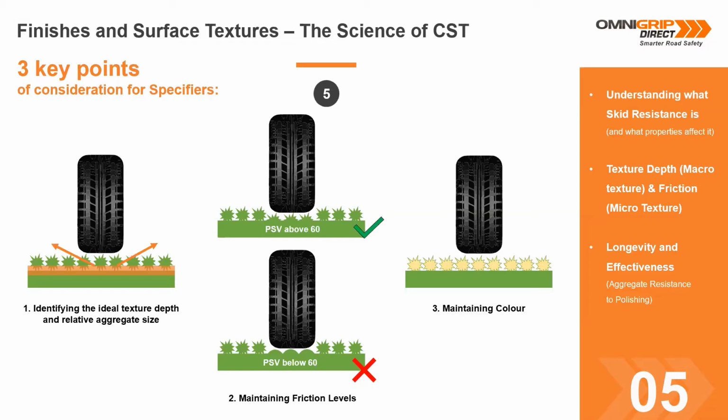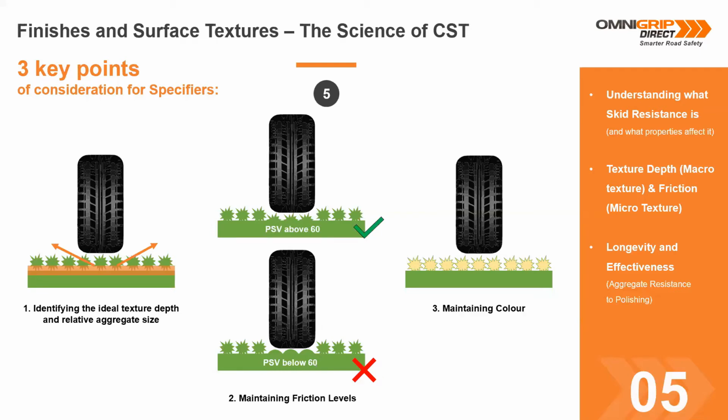So to explain this a little bit further, we need to first outline what skid resistance actually is. In simple terms, skid resistance is maintaining adequate friction between the vehicle's tyres and the substrate. So this is paramount to road safety. Now, there's three properties that are involved in creating that skid resistance.